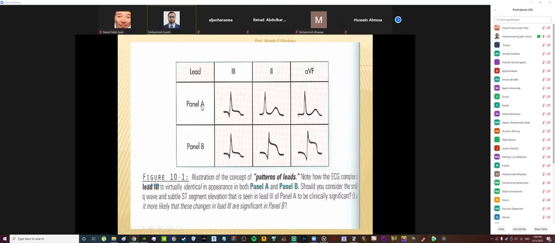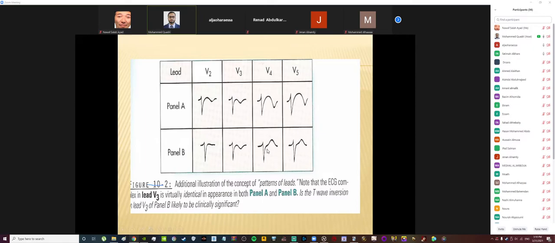Which panel is diagnostic of myocardial infarction, panel A or panel B? B. Why? Because it's in more than one lead. Absolutely right. Because here the ST segment elevation is in more than one lead. Here the ST segment elevation is only in one lead, so it's not a myocardial infarction. Here the myocardial infarction is there.